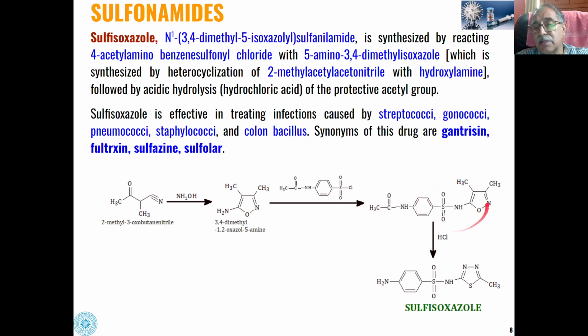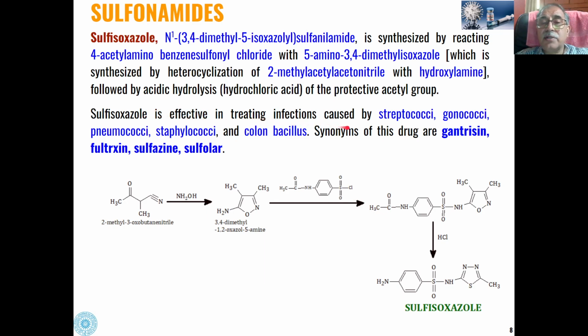We will get this type of sulfonamide derivative, and then acidic hydrolysis in the presence of HCl. This acetyl group will be hydrolyzed to give you the amino group, and we will get sulfisoxazole as the product. And this 1,2-oxazol-5-amine can be synthesized from the condensation of 2-methyl-3-oxobutanenitrile with hydroxylamine.